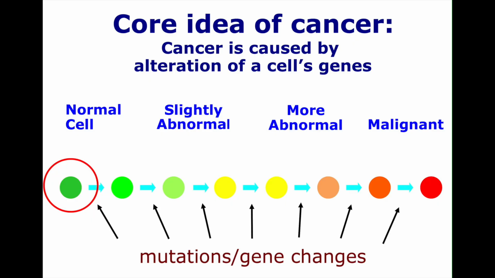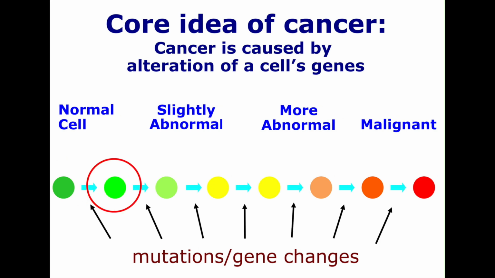This is the second in a series of videos in which I introduce the biology of cancer. This video is about genes and genetics, and I'll start with a diagram illustrating what I call the core idea of cancer. A normal cell at some time acquires a mutation or other kind of gene change and becomes a slightly abnormal cell.